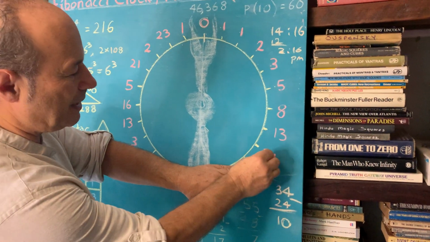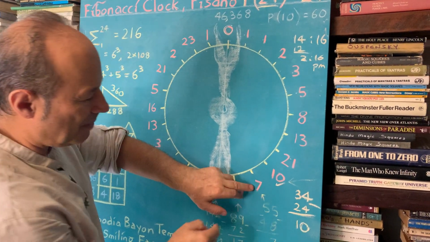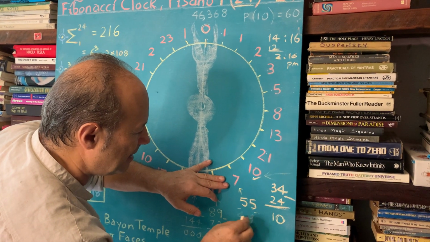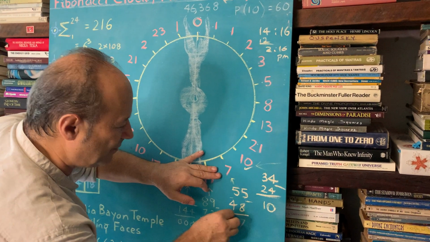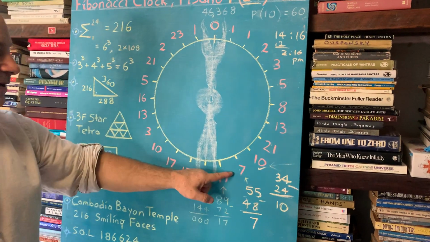The next number is 21 plus 34, which is 55. So why did I put a 7 here? Because from 55, I have to keep subtracting multiples of 24. Double 24 is 48, and 48 from 55 is 7. So that's why I put a 7 here.